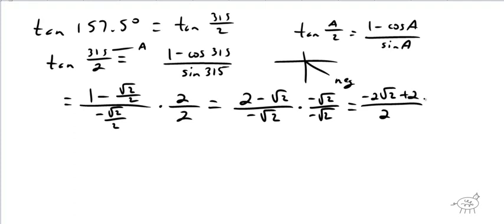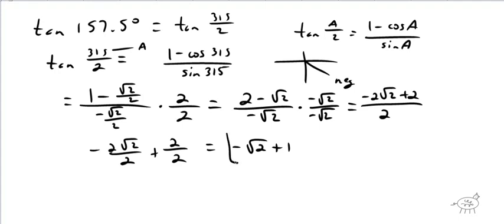If I even split it up, look at it this way, right? I can split the denominator up, and I wind up getting negative root 2 plus 1. And that's my answer for tangent of 157.5. Okay?